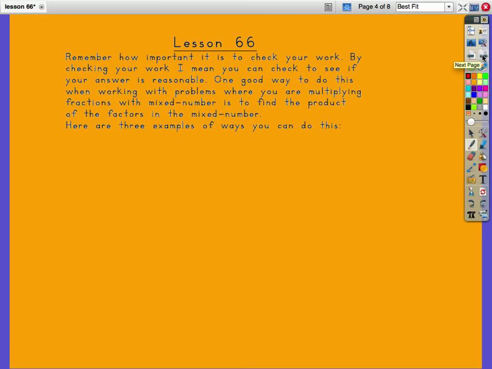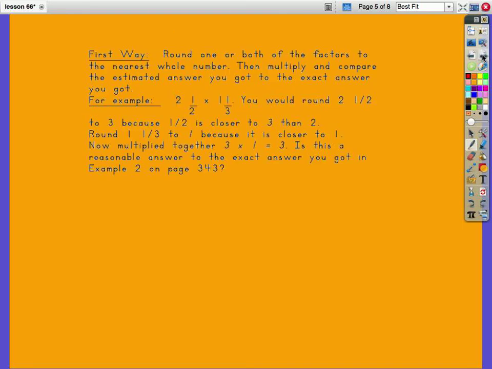Now remember how important it is to check your work. By checking your work, I mean you can check to see if your answer is reasonable. One good way to do this when working with problems where you're multiplying fractions with mixed numbers is to find the product of the factors in the mixed number. So here's 3 different ways you can do this. First way, round one or both of the factors to the nearest whole number, then multiply and compare the estimated answer you got to the exact answer.